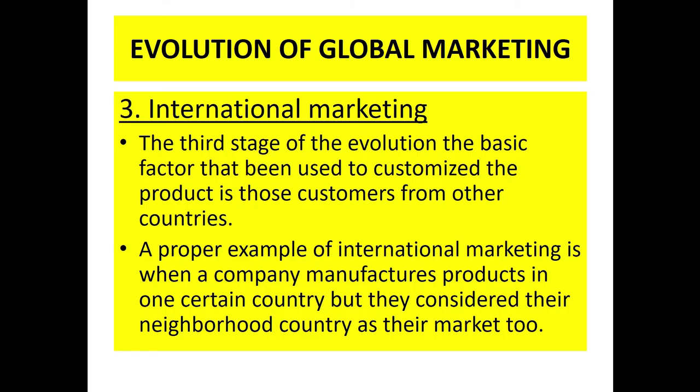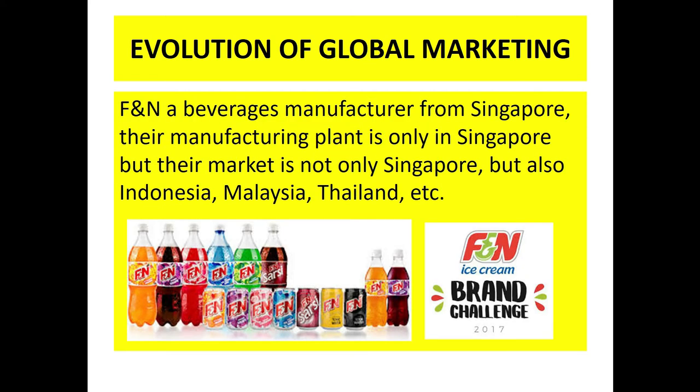Okay, so of course, these are examples of companies that directly sell their products to other countries. Okay, and then the third evolution of global marketing now is your international marketing. So this is the third stage of the evolution. The basic factor that has been used to customize the product is those customers from other countries. Okay, so a proper example of international marketing is when a company manufactures products in one certain country, but they also consider selling their products to their neighboring countries. Okay, so here is an example.